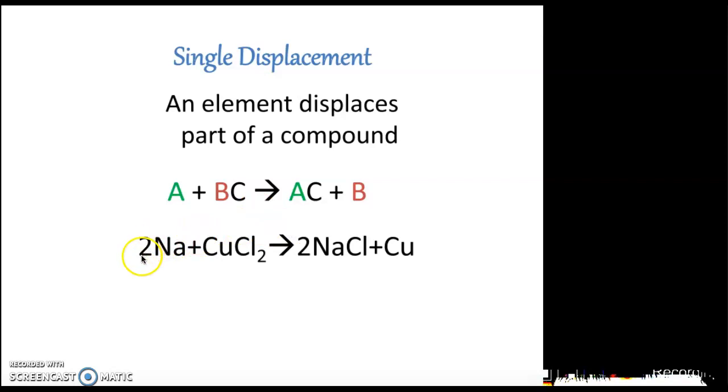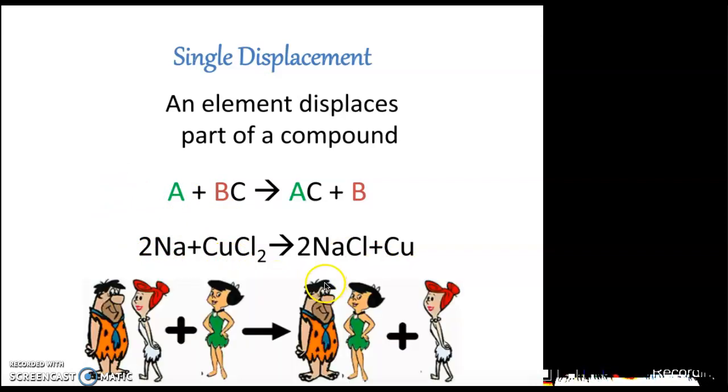Okay. For example, we have sodium reacts with copper 2 chloride, and it produces sodium chloride and copper. So this sodium has replaced copper in the compound. So if you guys remember the Flintstones, you have Fred and Wilma, and then Betty. But on the product side, you'd have Fred and Betty, and then Wilma on her own.